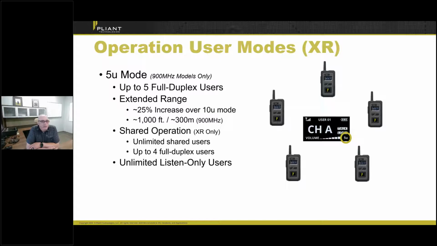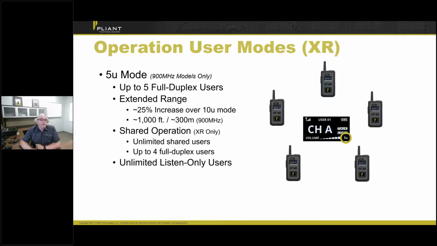So if range is of importance to you, with the 5U mode, you can now have up to 5 full duplex users, and you get basically a 25% increase in your range. So we went from about 800 feet to about 1,000 feet in the 900 meg, and same thing on the 2.4. Actually, I take that back. We'll talk about it later. 2.4 does not have the extended range mode. But then also the shared operation, which again is only for XR. You still have a limited number of shared users, but then you have 4 full duplex users and then the 1 set of shared users, or you can have unlimited listen-only users.